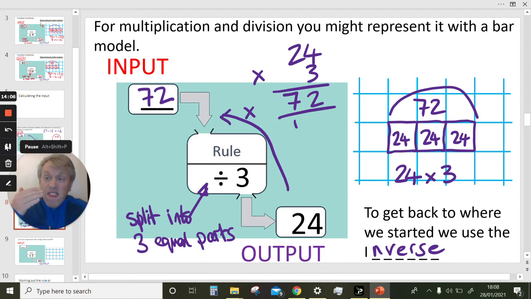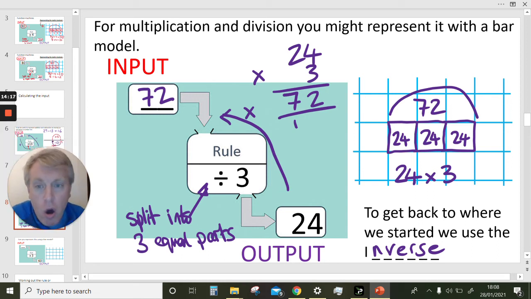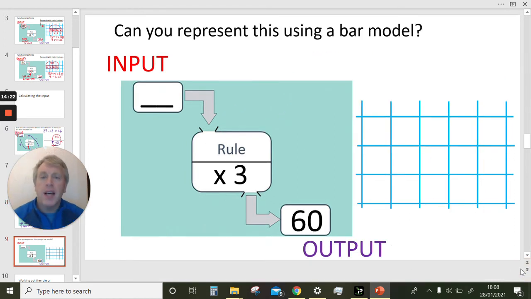So, that's what we're learning about today. We're learning about inverse operations. We do the opposite going backwards. The opposite of dividing is multiplying. Let's have a look at this.